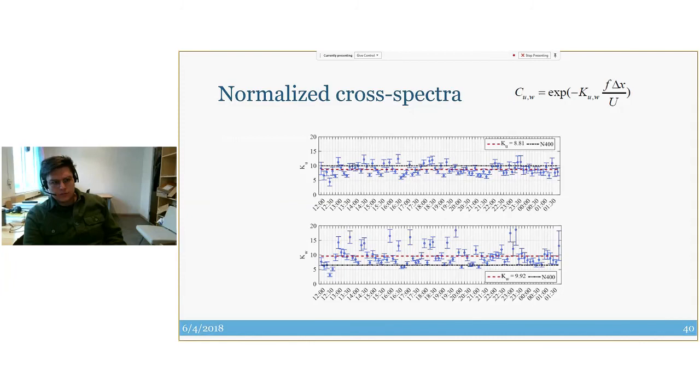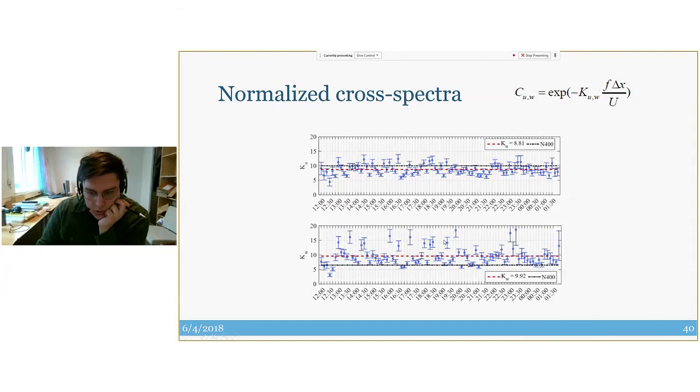Then the last thing is the normalized cross spectra. So you have your decay coefficient here, and higher values of this mean lower spanwise correlation. So this was also rather stable for the U component. Here you can see a comparison between the N400 suggestion and the measurements. N400 in this case gave a non-conservative suggestion. And for the W component, the vertical turbulence, you see that there is some scatter here, quite high values for some of the 10-minute recordings. But in general, you also see that it is around 10 or so.